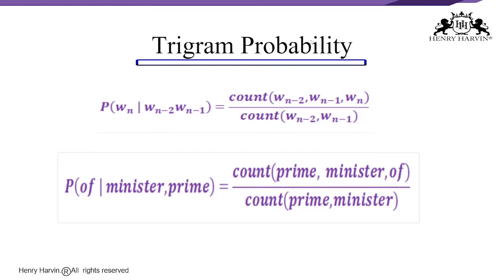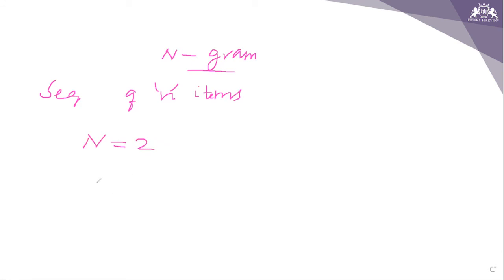So let me take the whiteboard. Let us try to understand this in detail. We are basically trying to understand n-gram modeling, right? It is a contiguous sequence of n items from a given text. If n is equal to 2, then it is a bigram. If n is equal to 3, it is a trigram. If n is equal to 1, it is a unigram, and so on.